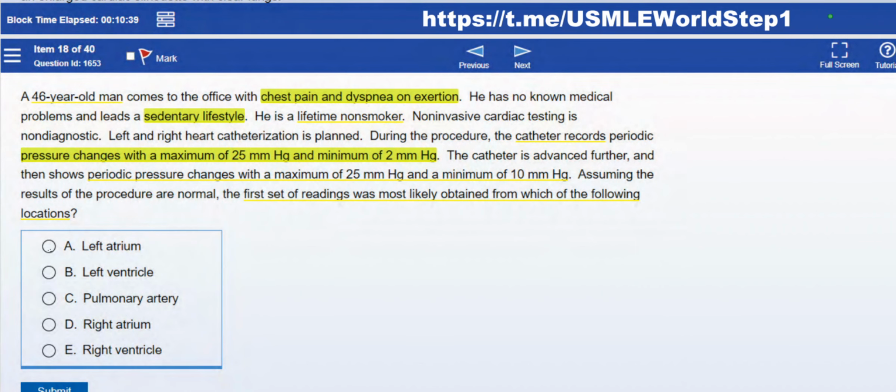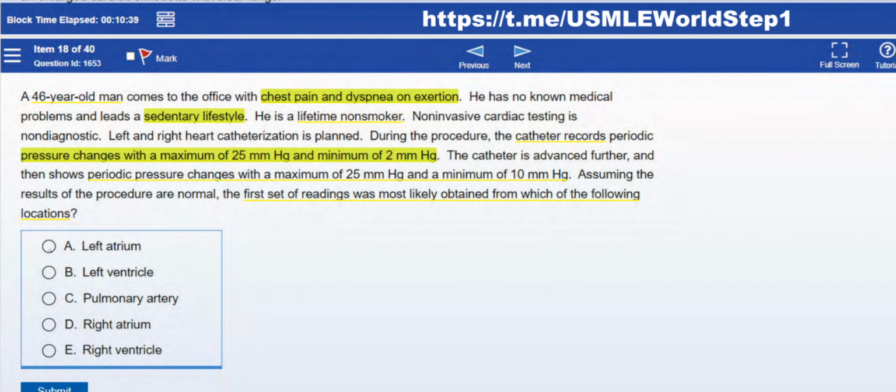Starting from question number 18. A 46-year-old man comes to the office with chest pain and dyspnea on exertion. He has no known medical problems and leads a sedentary lifestyle. He is a lifetime non-smoker. Non-invasive cardiac testing is non-diagnostic. Left and right heart catheterization is planned.